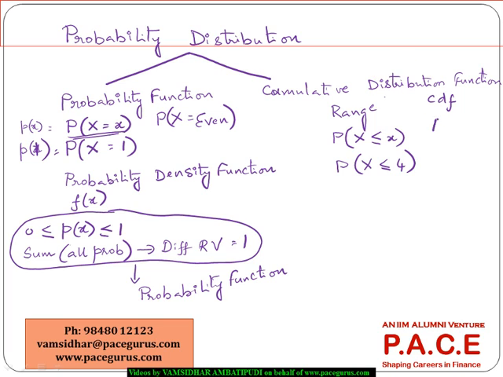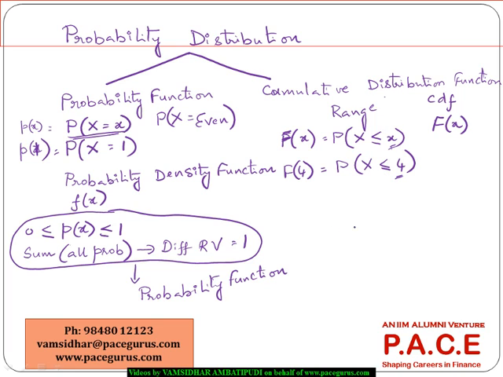It is generally represented with capital F of x. So in this case I call it F of 4, which says the probability that x is less than or equal to 4. If I say F of x, it is the probability that x is less than or equal to x. This applies both to discrete as well as continuous distributions. All it says is the probability that a random variable x takes a value less than or equal to the small x, which is 4.